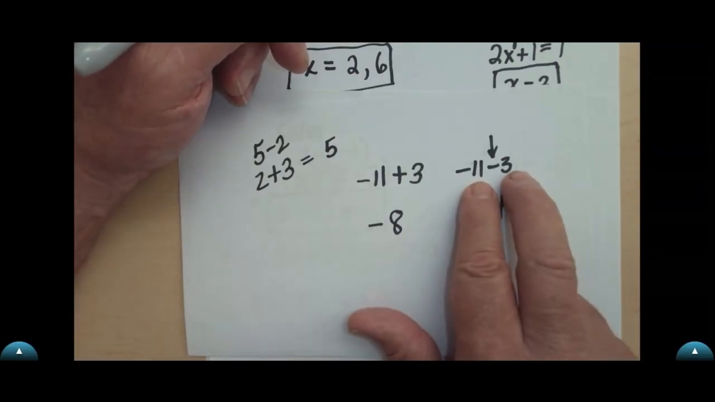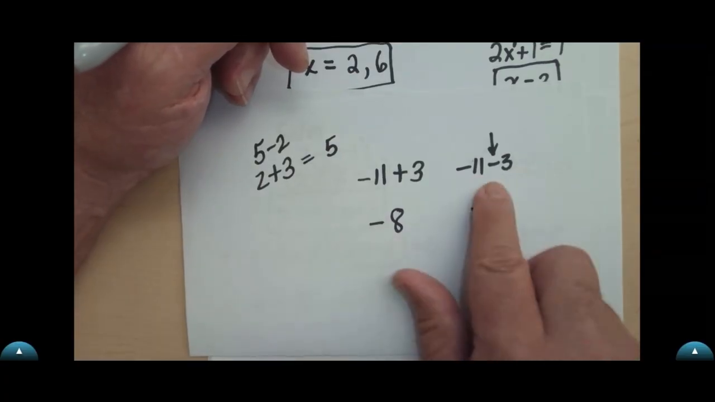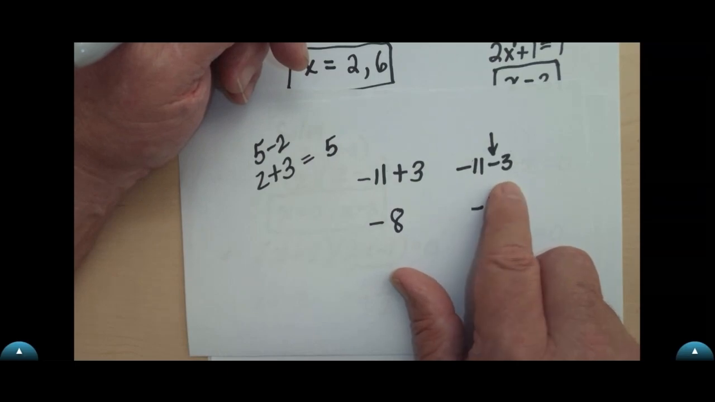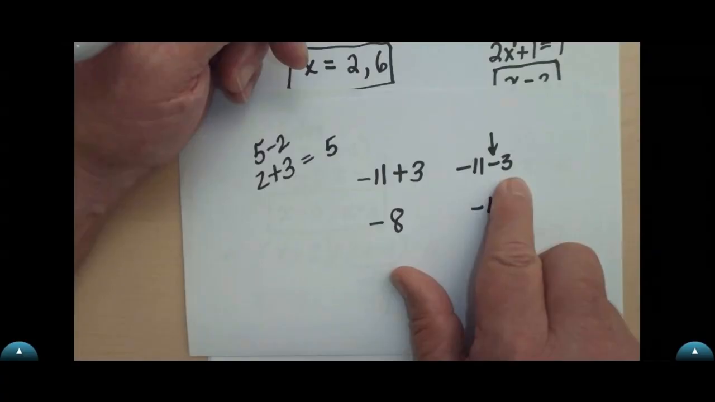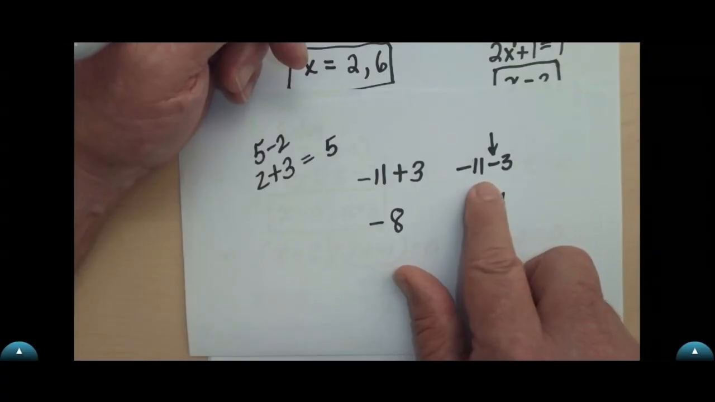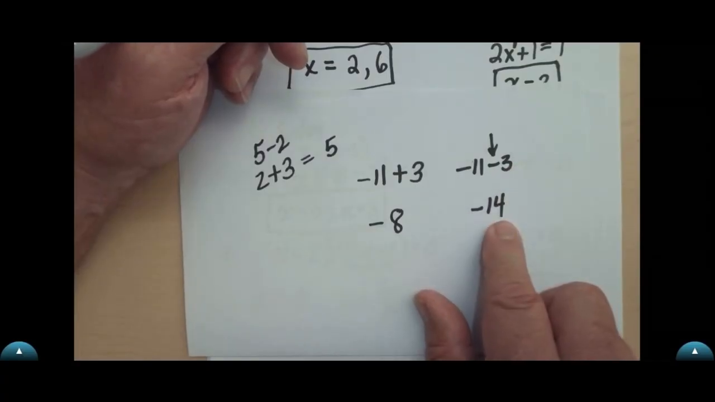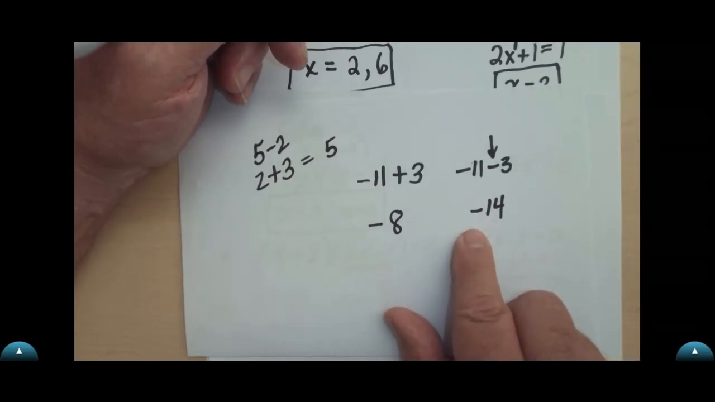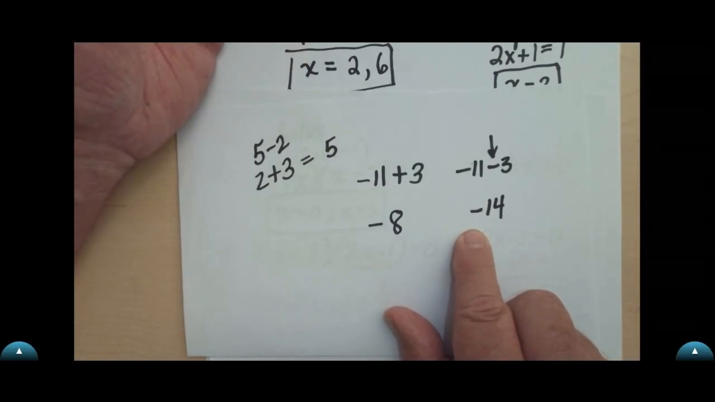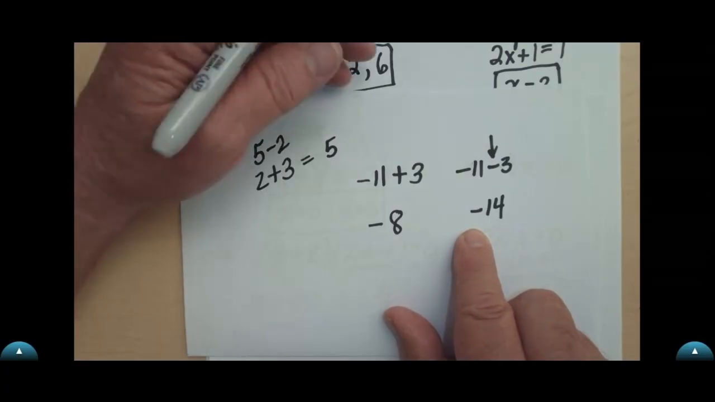This is negative 11 minus 3. This is just an addition problem. We're adding the numbers negative 11 and negative 3. They have the same sign. So I add the numbers to get 14. I keep the sign, well, then it's negative 14. Do y'all see that? Those are both signed addition problems.